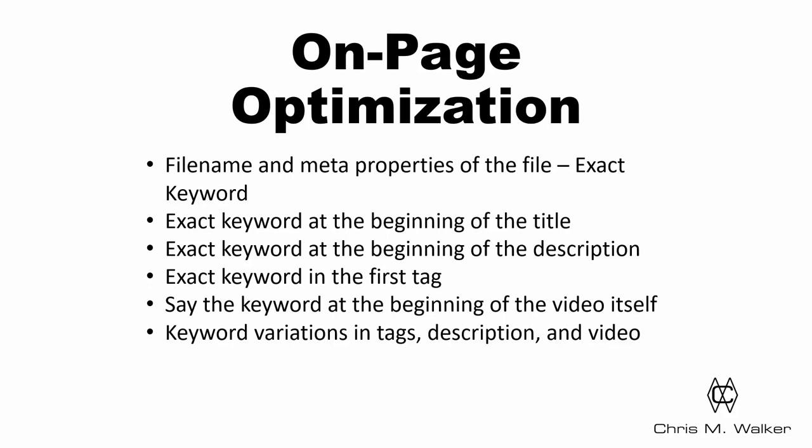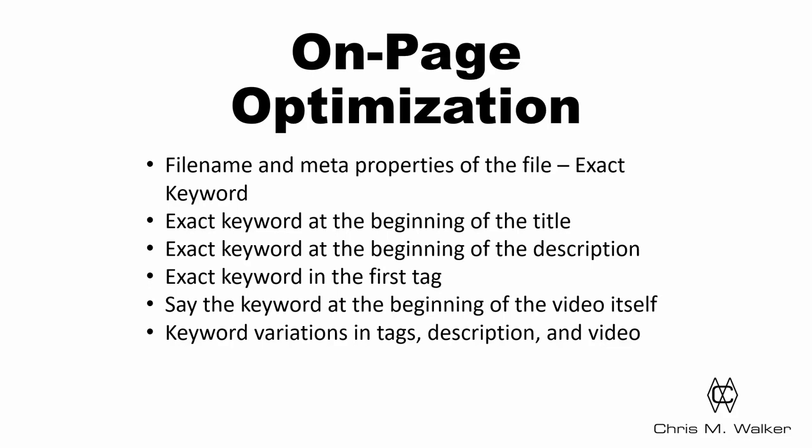Then at the beginning of the title of your video, you're going to put the exact keyword you want to rank for. So for example, in this video you're watching right now, it's how to rank videos fast in YouTube, or whatever it was. I already forgot. How to rank videos in YouTube fast would be the keyword. You want that at the very beginning of the title. Then you want that exact same thing at the very beginning of the description of the video.